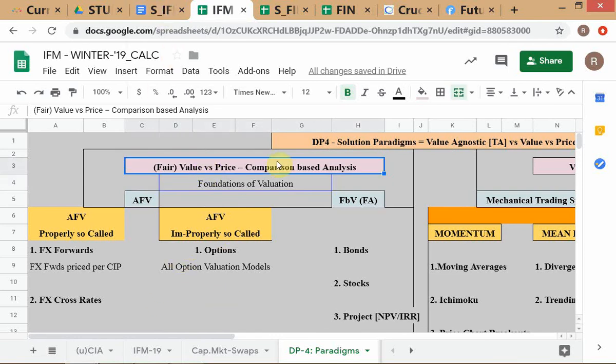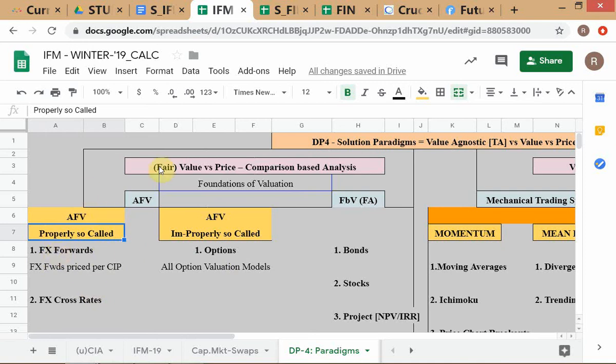What are we going to do? The model we are trying to use here is what I call arbitrage free valuation. Within this approach there are two approaches: one is forecast based valuation and one is arbitrage free valuation. I've further divided arbitrage free valuation into two parts. One is proper arbitrage free valuation, and the other, improperly so called, is all the option valuation models, which use the tools and techniques of arbitrage free valuation, but it's actually not real arbitrage free valuation.